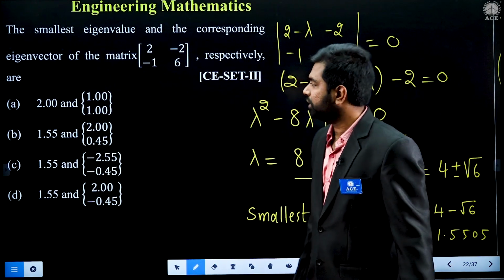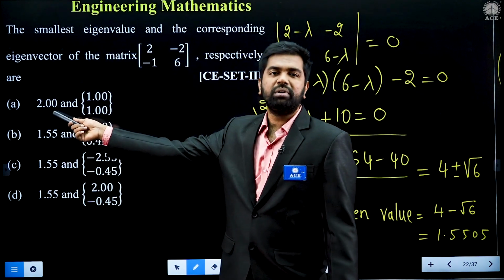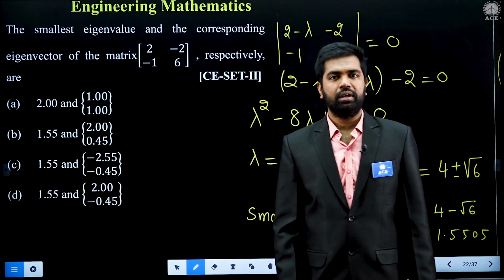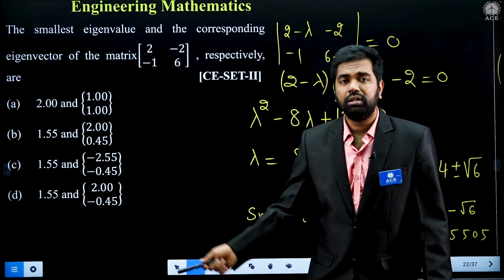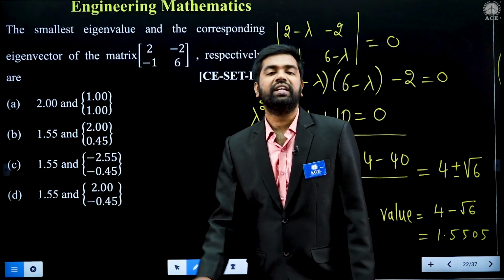Let's look at the options. In the options, clearly I can eliminate 2. So now the answer is among B, C, D, right? So there is only one correct answer. It's a multiple choice question. So you can now go for verification.